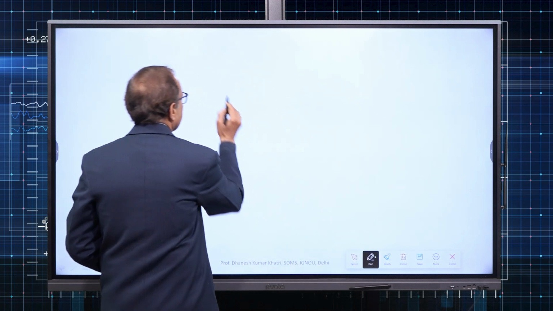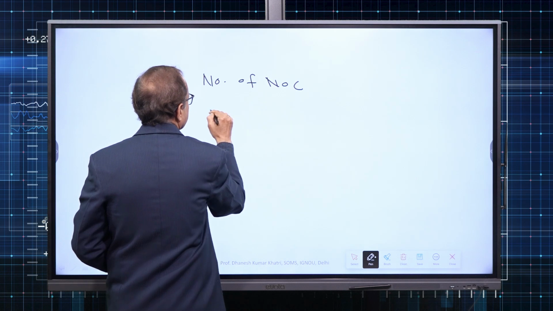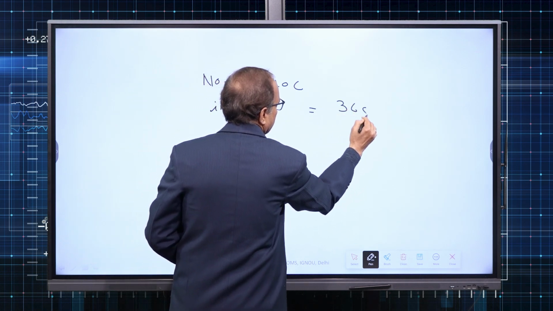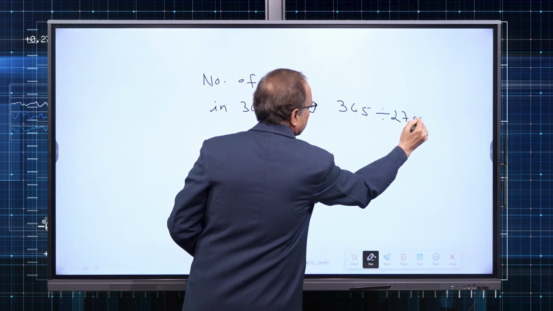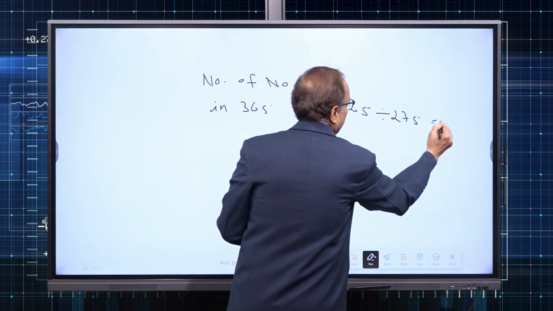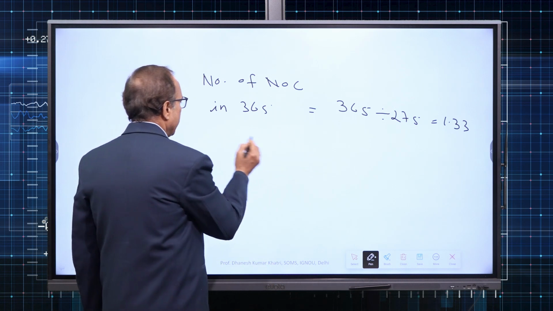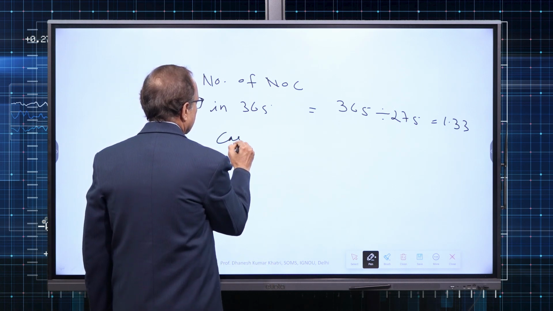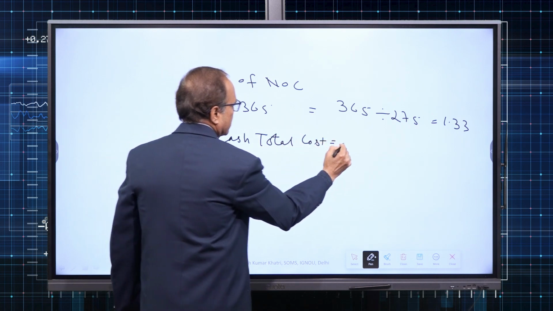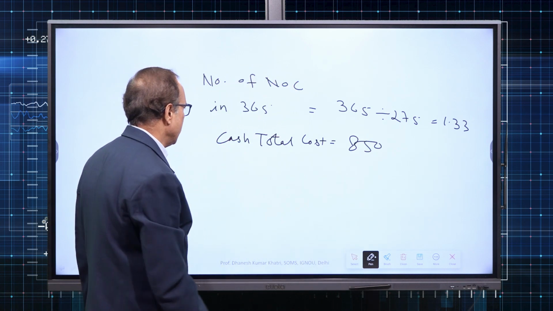So, number of net operating cycles in a year, in 365 days: 365 divided by 275. So, we get 1.33 cycles in a year. And what is going to be my cash cost? Cash total cost is equal to 850 crores or lakhs, whatever it may be.